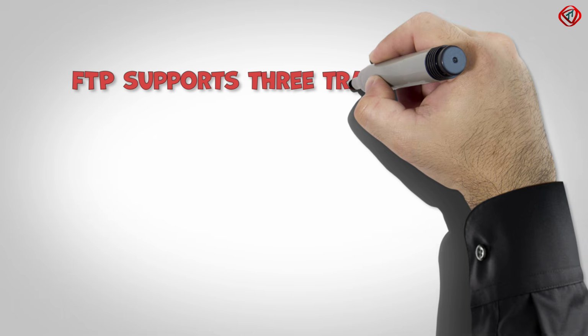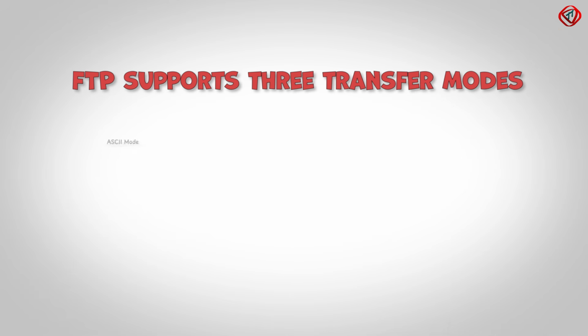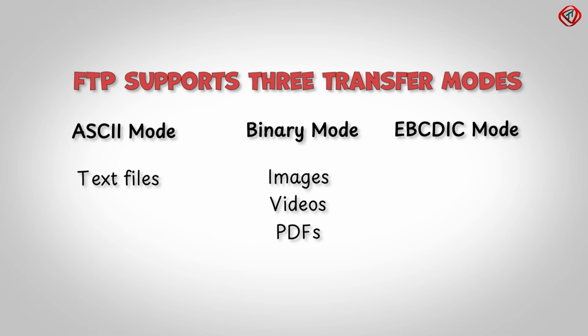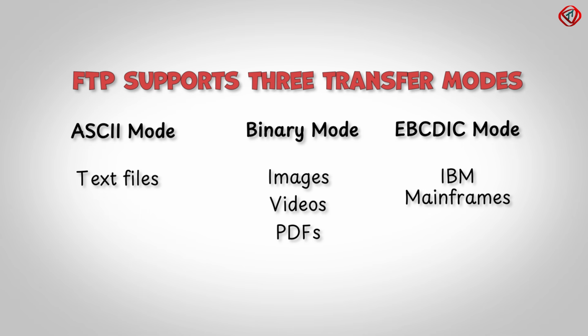FTP supports three transfer modes: ASCII mode for text files, binary mode for images, videos, PDFs, and other modern file types, EBCDIC mode mainly for IBM mainframe computers. It is not very common today, but FTP still supports it.